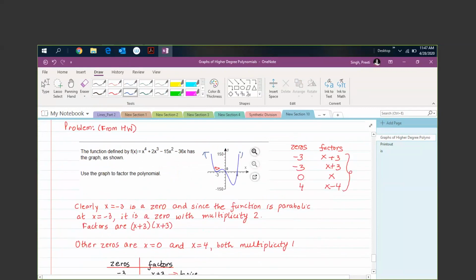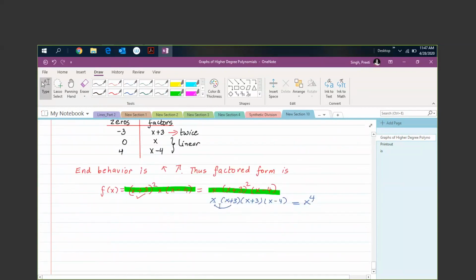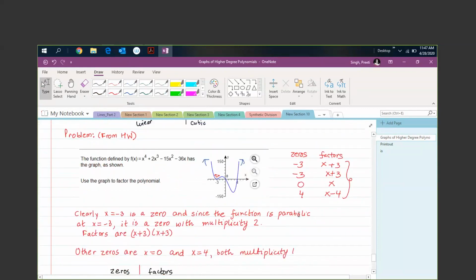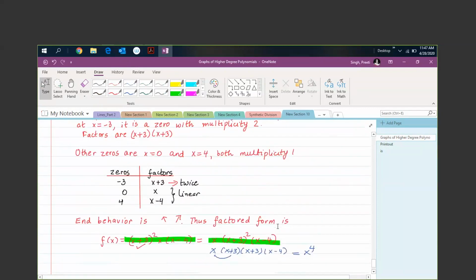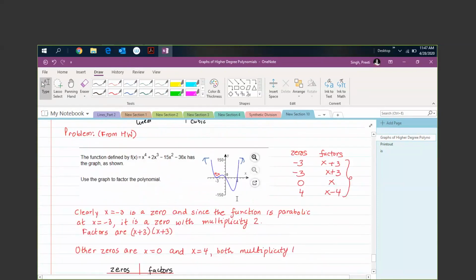Because your graph is going like this. So you must check your answer. For example, I'm getting an x to the 4th, and I can see my graph is behaving like x to the 4th at the end. So these are the two hard questions from the homework.